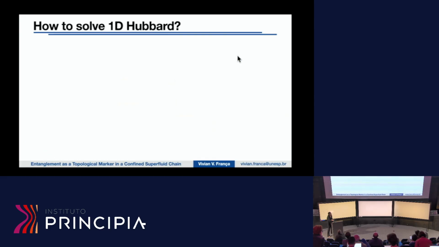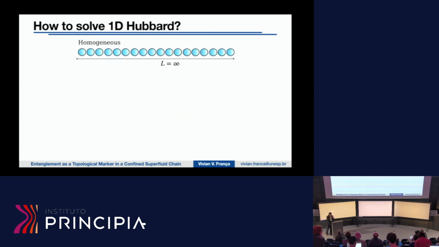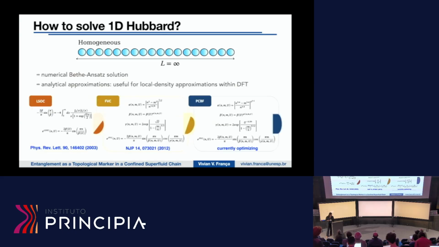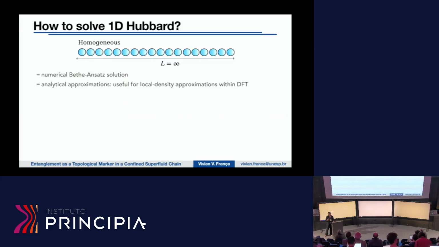But despite the fact that it's simple, we still have some problems to properly calculate and solve the Hubbard model. For the 1D case particularly, if we consider homogeneous chains, so that's an infinite chain here, we have the exact solution for that. That is the Bethe-Ansatz solution, that's fine, but this is for the homogeneous case.